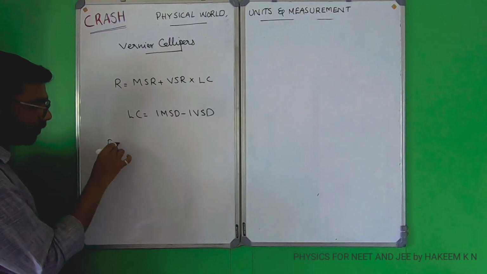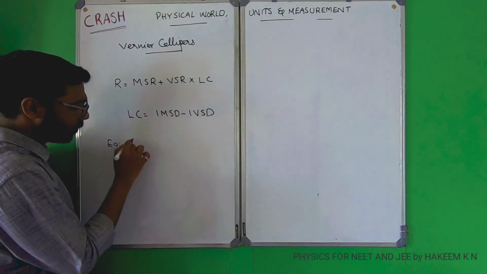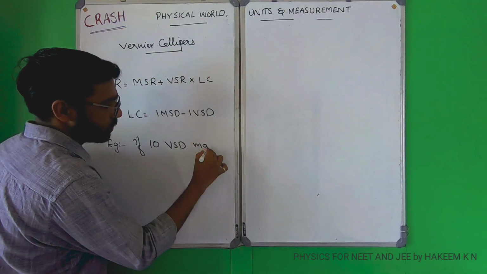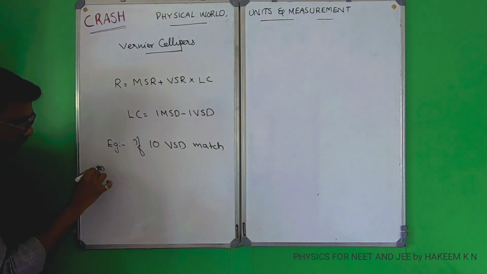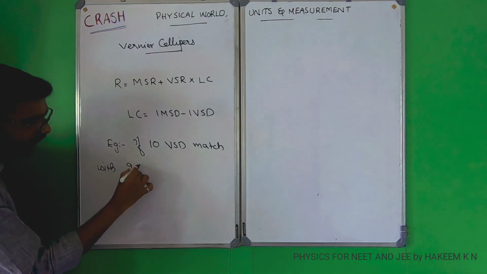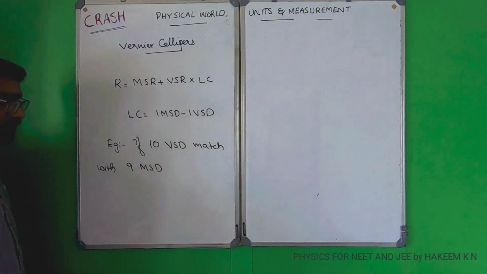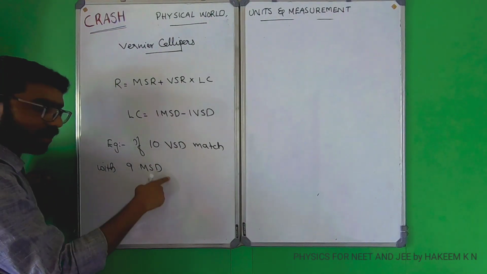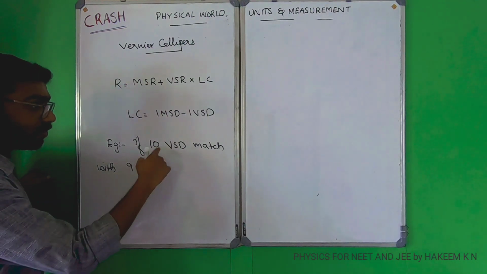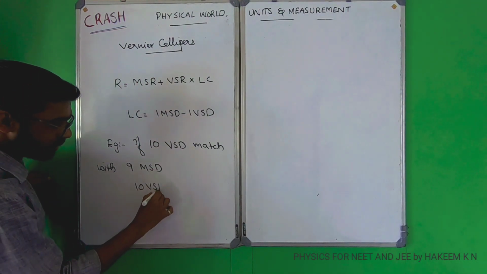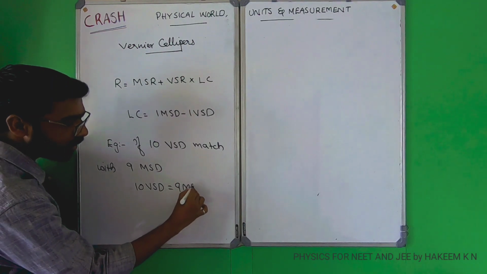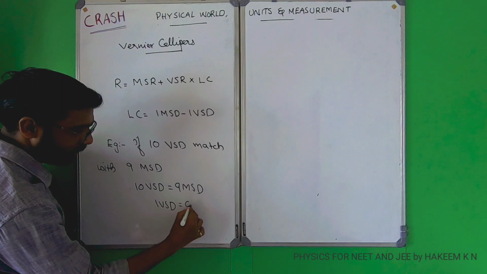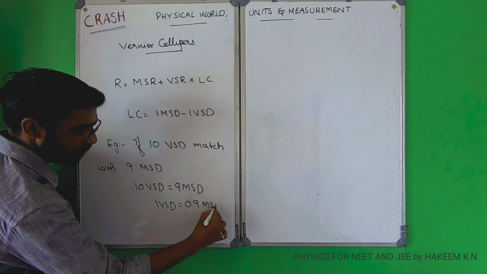Okay. For example, if 10 vernier scale divisions match with 9 main scale divisions, then we can say 10 VSD equal to 9 MSD. 1 VSD equal to 9 by 10 or 0.9 MSD.